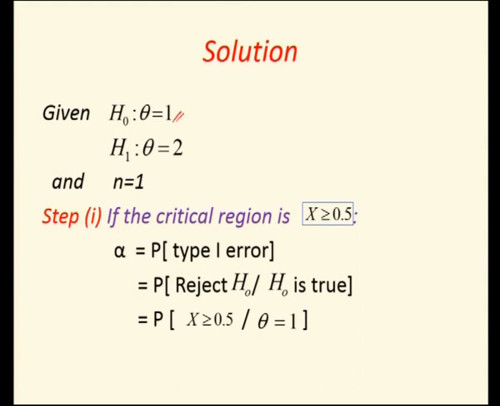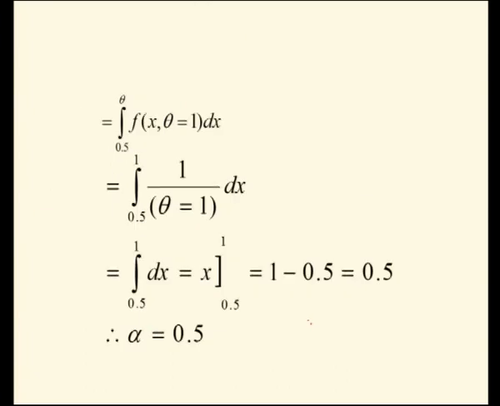So, here the probability of this, I am translating in the integrated form. So, probability is 0.5 to theta, f of x, theta is equal to 1. So, 0.5 to theta, and theta takes the value 1. Here your density function is given as f of x is equal to 1 by theta. So, theta you make it as 1, integrate it out, you will get x. So, substitute upper and the lower limit, you will get your alpha is equal to 0.5.